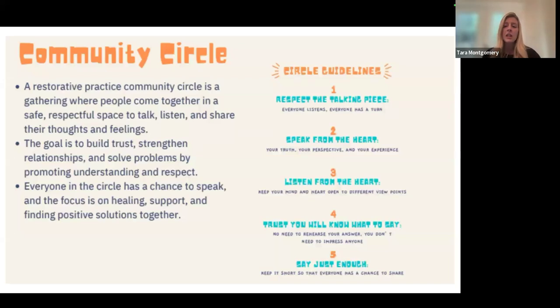So this is not something to get nervous about. We want you to be comfortable, and it's okay to just express how you're feeling, and then say just enough. So we do want to keep it kind of short so that everyone gets a chance.